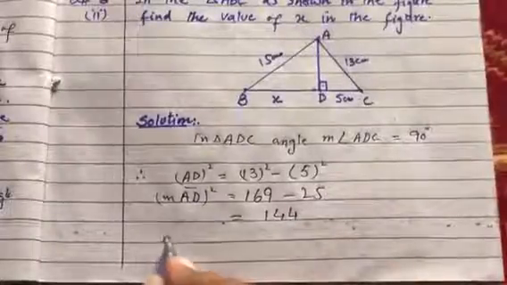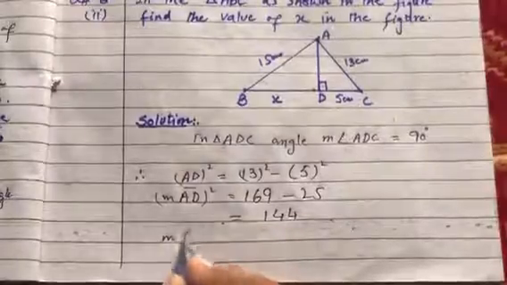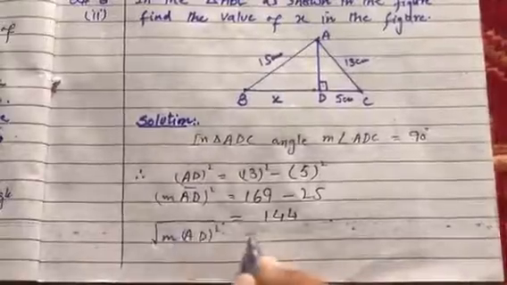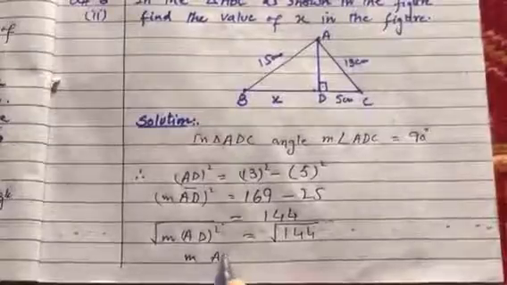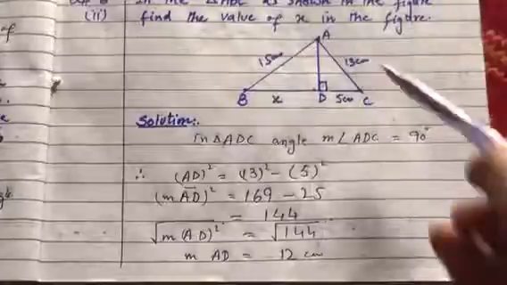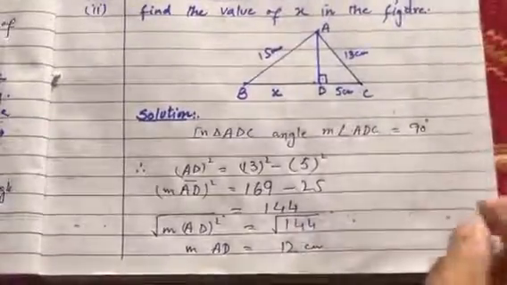So taking square root on both sides, the measurement of side AD is equal to 12 centimeter. Now we have found the value of AD, which is 12 centimeter.